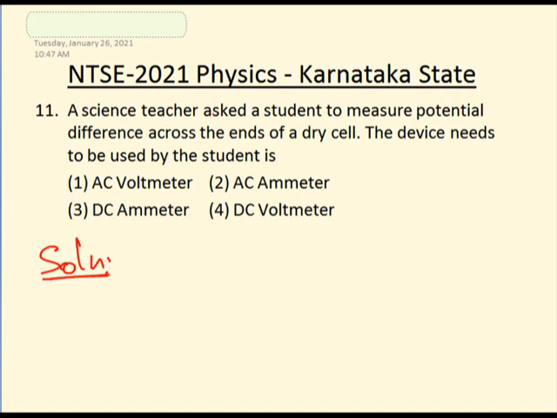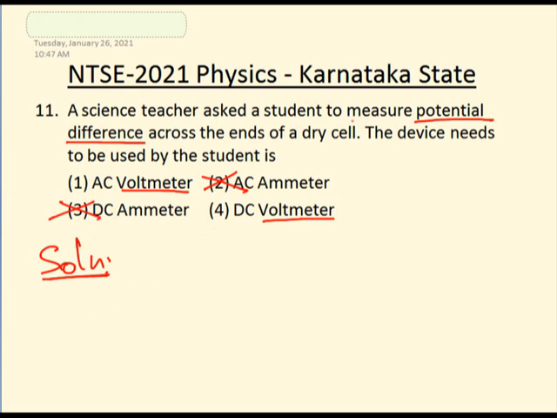What does it say? A science teacher asks a student to measure potential difference across the ends of a dry cell. The device needs to be used by the student is. Now what does he have to measure? He has to measure the potential difference, right? So to measure potential difference, usually a voltmeter is used, right? So these two options are removed. Either 1 or 4 is the right option.